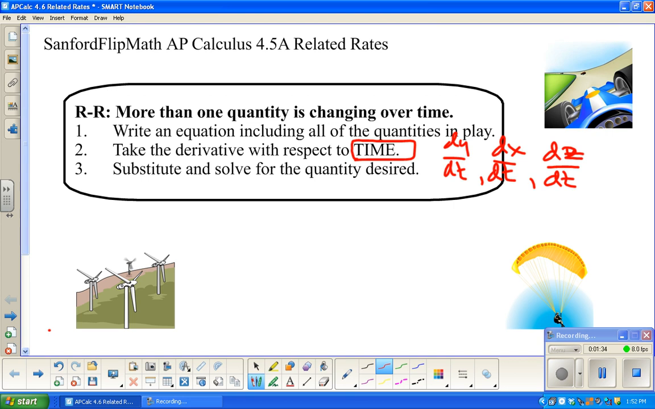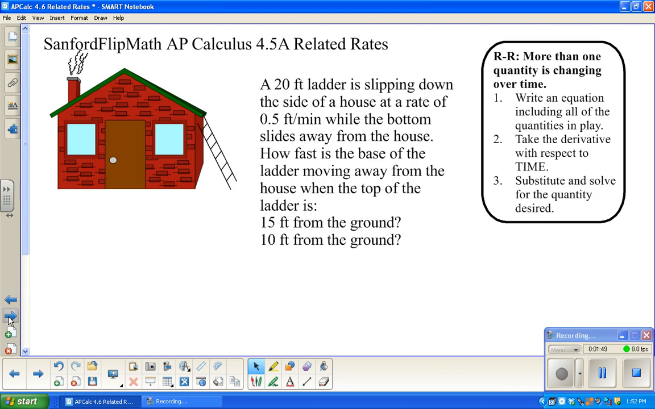And then at the end we're going to substitute and solve for whatever quantity we're looking for, whatever answers the question. So let's just see some examples, and we'll go through this.